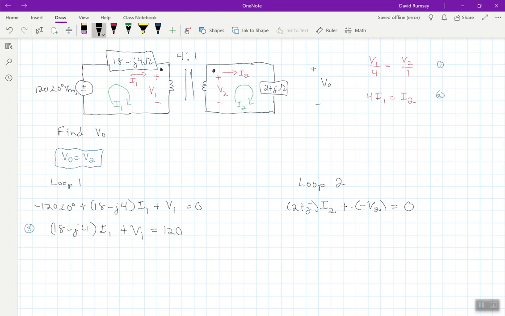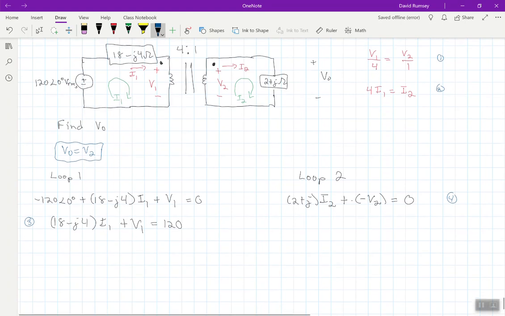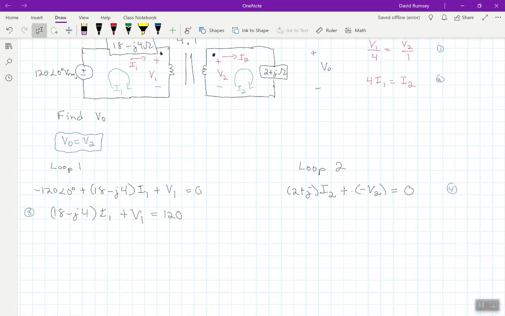Okay, and then we get here a fourth equation. So at this point, there are several ways we could go about solving these problems here. One way is to set up a system of equations right now. To set up the system of equations here, I'm going to rewrite this equation up here as V1 over 4 minus V2 equals 0, 4I1 minus I2 equals 0.